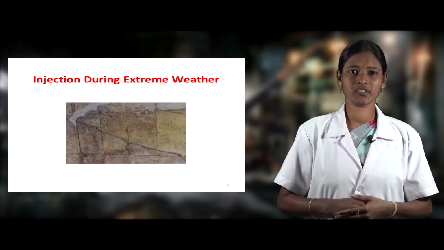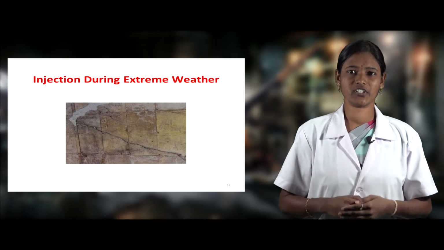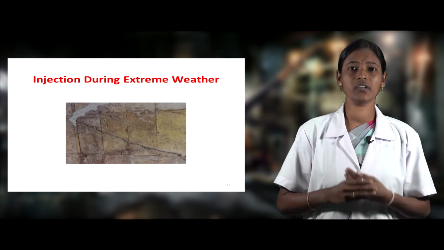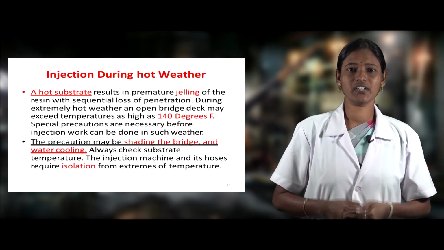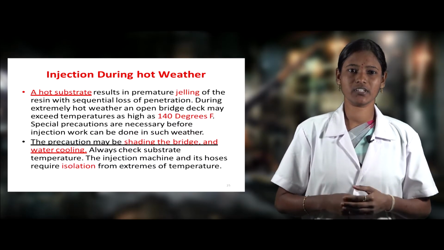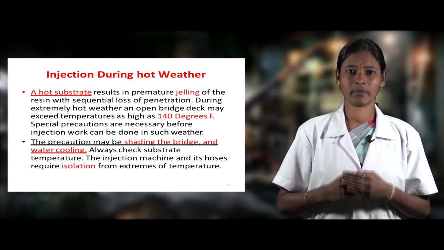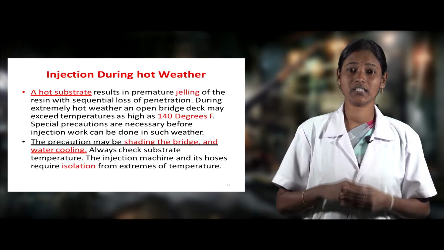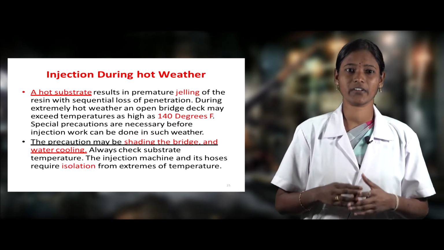So this image represents the injection during extreme weather conditions. During extreme weather conditions, the following precautions have to be taken care of. A hot substrate results in premature gelling of the resin with consequent loss of penetration. During extremely hot weather, an open bridge deck may exceed temperatures of 140° Fahrenheit.